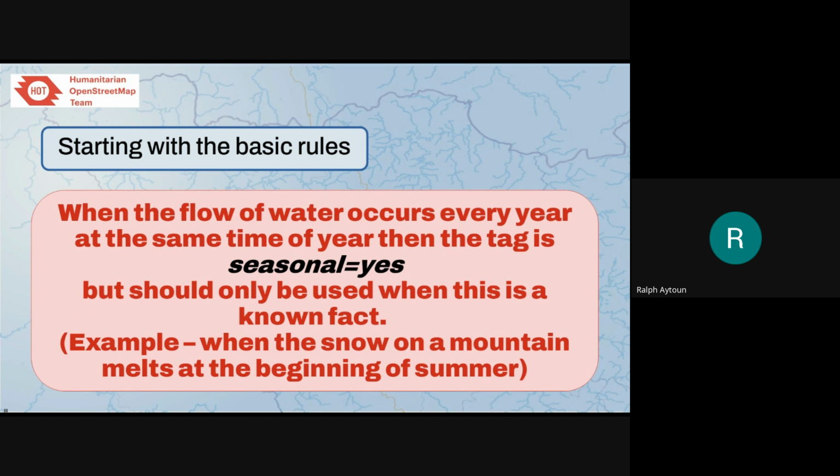Next, when the flow of water occurs every year at the same time, then the tag is not intermittent, it becomes seasonal, yes. But it is only used if you know this for a fact. I've given an example there. When snow on a mountain melts at the beginning of summer, when the weather starts to warm up, this would happen every year as long as there's snow on the mountain. So if that is a regular occurrence, then that is seasonal. But don't use seasonal if you do not know this for a fact. Rather use intermittent.